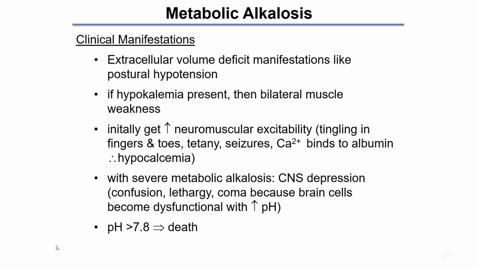But only in severe metabolic alkalosis do the clinical manifestations become more apparent. There you have CNS depression occurring: confusion, lethargy, eventually coma because of the increase in pH. The brain cells become dysfunctional. And in severe metabolic alkalosis, same thing with severe metabolic acidosis, death can occur as well. So we're talking about pH well outside of the normal range, greater than 7.8, or in the case of acidosis, less than 7.2, 7.1.